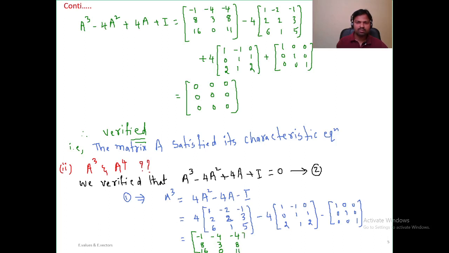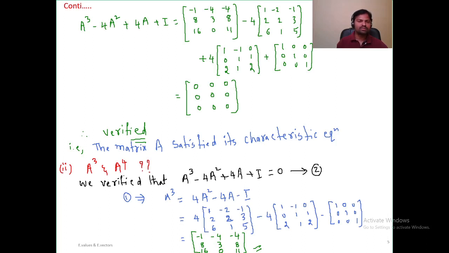So this is A cube. Look at, I have not done A square into A. Only the A square and A terms I used. Then I computed what is A power 3. Understood? Look at A power 3 we already computed. This is A power 3 and verify: minus 1, minus 4, minus 4, and 8, 3, 8, and 16, 0, 11. Same matrix I got here. So this is a way of computing A power 3, and higher powers of A, by using Cayley-Hamilton theorem.